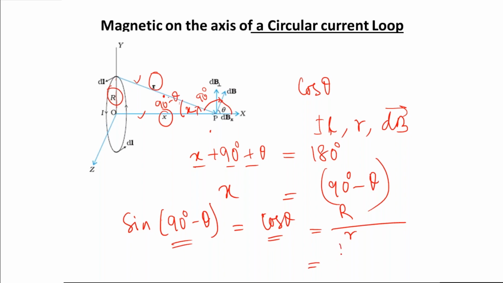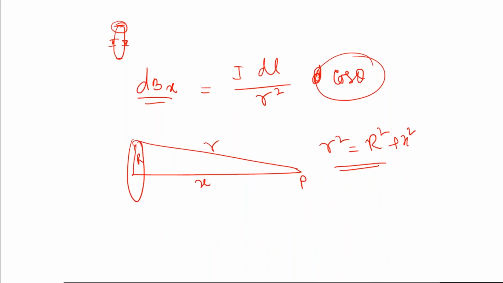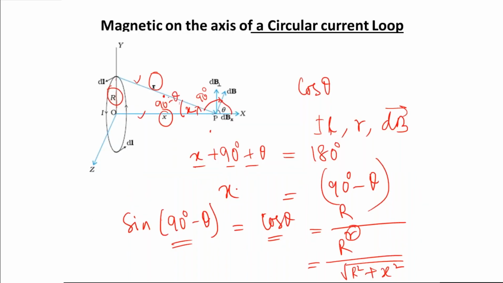What is small r? This small r is actually from the Pythagoras rule, I can write it like this. So look what I can write here. Total magnetic field, in place of cos theta and the other two, I'll write. So okay, I'll go to a fresh page.